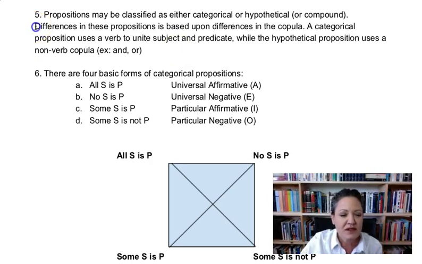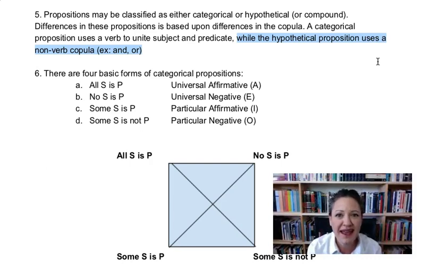Differences in these propositions are based upon differences in the copula. Remember, is, is not. A categorical proposition uses a verb, is, is not, are, are not, to unite subject and predicate, while the hypothetical proposition uses a non-verb copula, and, or. So we'll learn those later after we go through the categorical propositions. So we're going to focus now on Aristotelian logic, Aristotelian categorical statements or propositions.